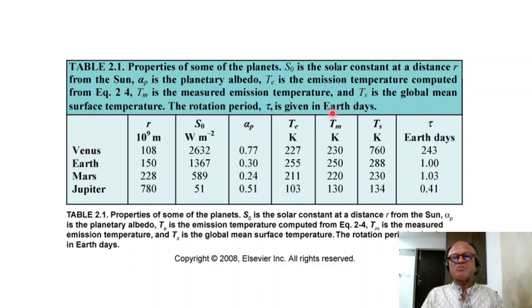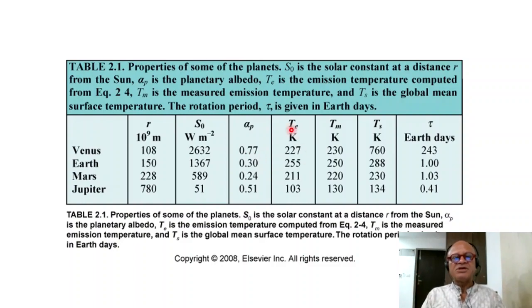Tm is the measured emission temperature. Ts is the global mean surface temperature, then the rotation period in Earth days. Is this really important? Not really. What I want you to notice is that Venus receives more energy per unit area than Earth because its distance is shorter. Mars receives much less energy than Earth, and their reflectivities, or albedos, are also different. Earth and Mars are fairly close to each other, but Venus has a very high albedo of 0.77, which means 77% of the energy from the sun is being sent back without even doing anything.